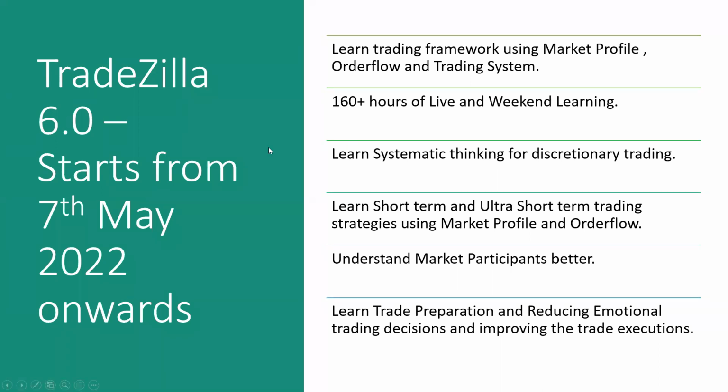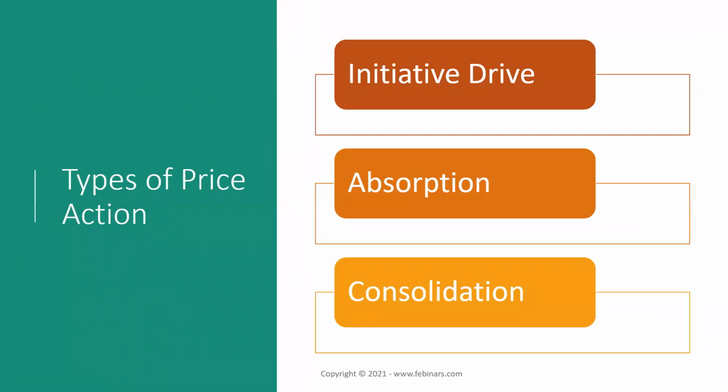So anyways, let's get back to the topic here. When it comes to order flow, we can classify the price action into three types. One is initiative drive, another one is absorption, or responsive price action, and the third one is consolidation. Let's try to understand initiative drive and absorption a little bit better, because these are very fundamental price action patterns in order flow.